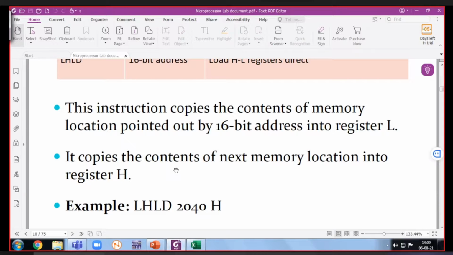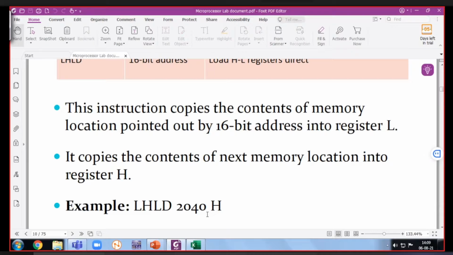LHLD 16-bit address. The address is mentioned, so again it is an example of the direct addressing mode, because we have mentioned the address 2040 there. The working of this instruction LHLD is that it copies the content of the memory location pointed to by the 16-bit address, 2040, into register L. This is the lower address, so its data moves to the lower register, register L. It copies the contents of the next memory location, 2041, and the content of 2041 moves to the H register.